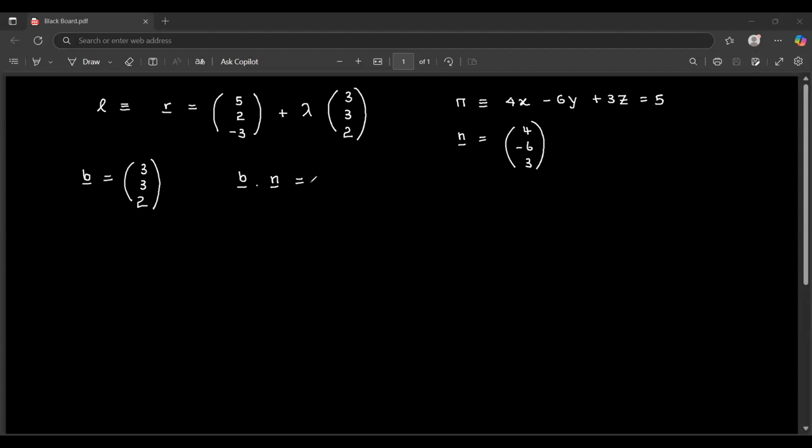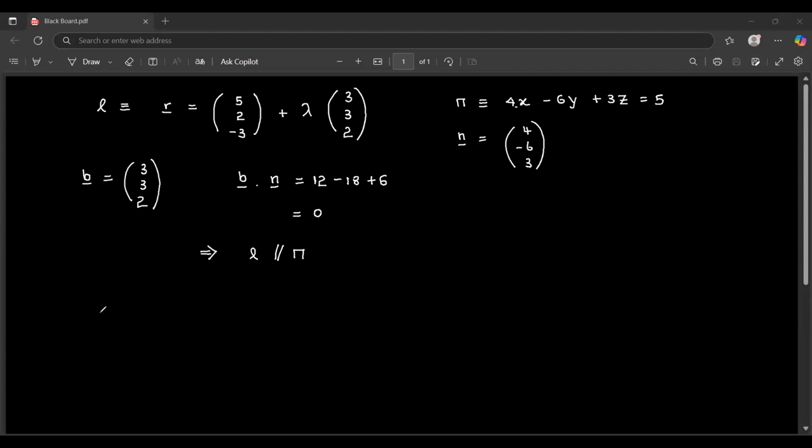So b · n is 4 into 3, which is 12, minus 6 into 3, which is minus 18, plus 3 into 2, which is plus 6. So that equals 0. This implies L is exactly parallel to the given plane phi.